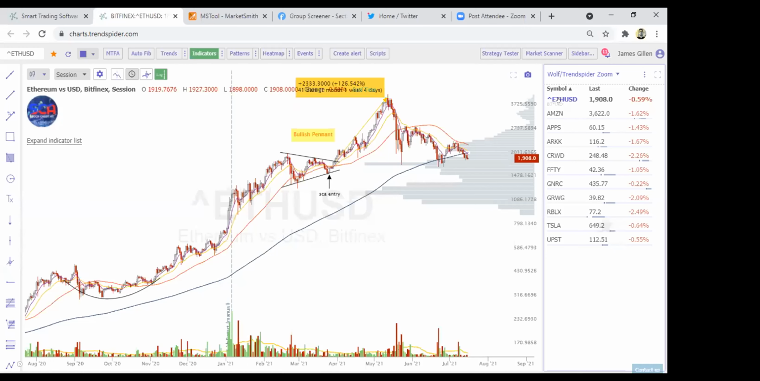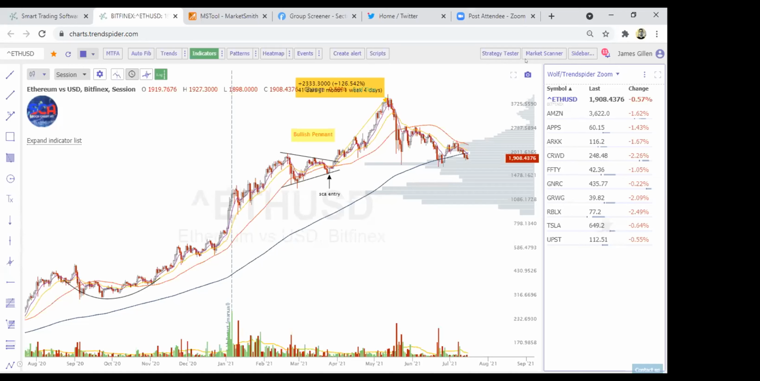So what I wanted to do with the time that I have allotted is dig into the process that I use in order to find the setups that I'm looking for. It's sort of a two-step process. All my charting and my technical analysis is strictly done through Trendspider.